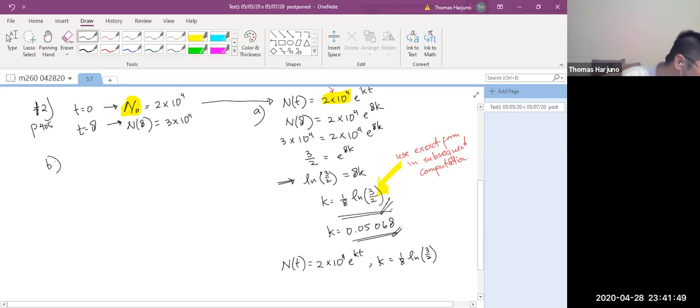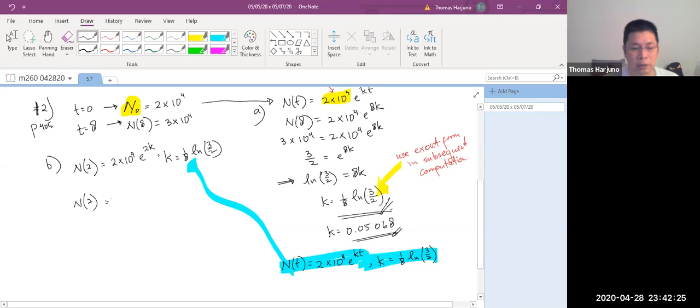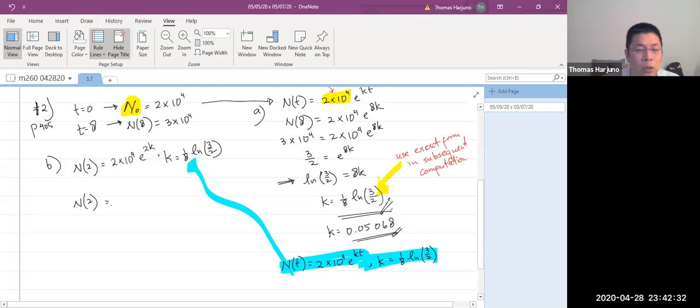Now, part B, what was the population 2 hours after the start of the experiment? So basically, what is N(2)? And I will use this formula here. So 2 times 10 to the 4th times e to the 2k, where the k is 1/8 ln 3/2. So that's, you know what? Now I know why. Okay, so that's 2 times 10 to the 4th e to the 1/4 ln 3/2.